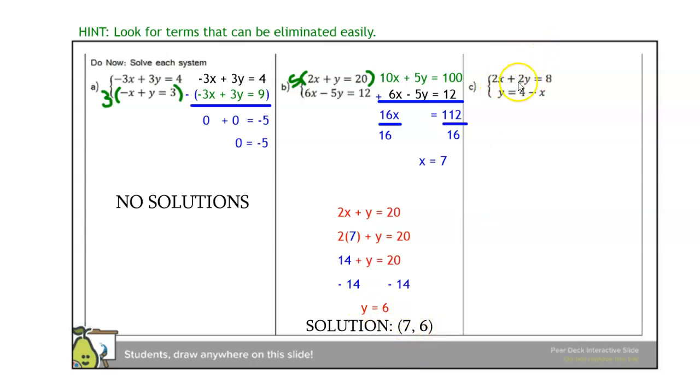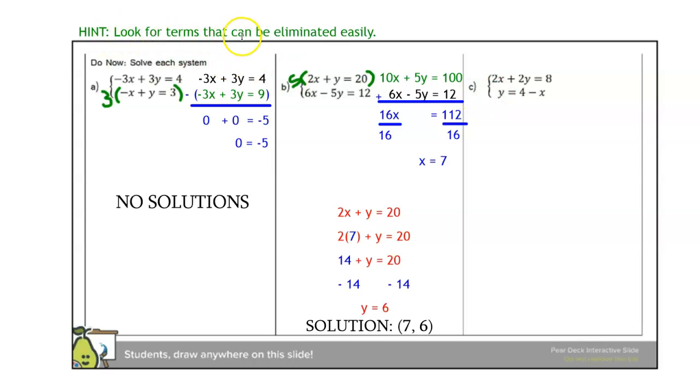Last but not least, I have a system of equations here, and they're not lined up the same way as these systems of equations were, with an x, a y, an equal sign, and a constant. X, y, equal sign, constant. This top one fits that bill, but the bottom one does not. As a matter of fact, the bottom one is solved already for y. So this is another hint for another type of solution method.